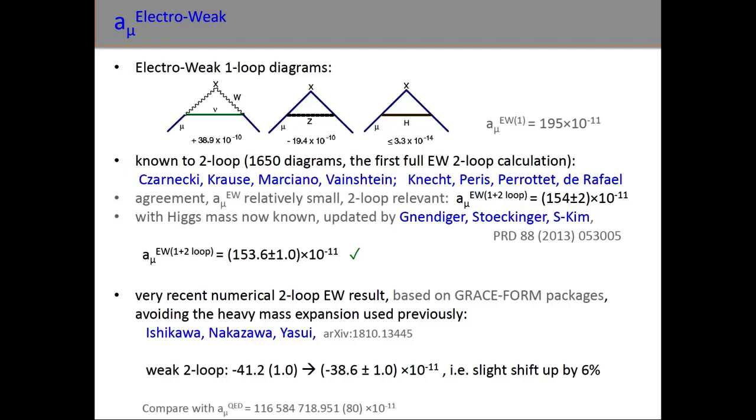cite it here. So the two loop weak contribution, which brought the 195 from the one loop down to the values quoted here, that has now gone a bit less negative. So it's a shift up by 6% of that contribution, which is a bit outside the errors. I'm not sure to which extent, I would have to look up the old papers, to which extent that one really included the estimate of having used the heavy mass expansion. So you have to take things always with a pinch of salt here.